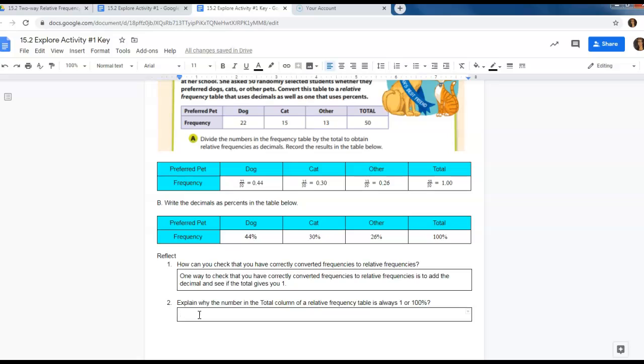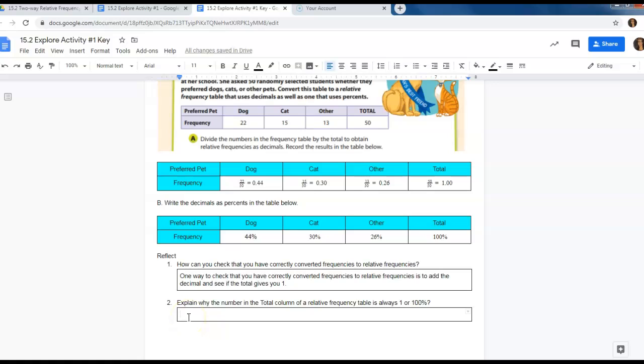Okay, but anyways, explain why the number in the total column of a relative frequency table is always 1 or 100%. So why? Well, because they broke it down. The total always has to be 50, and these numbers right here have to add up to 50. So when I total it up, that's how it should be 1 and it should be 100.